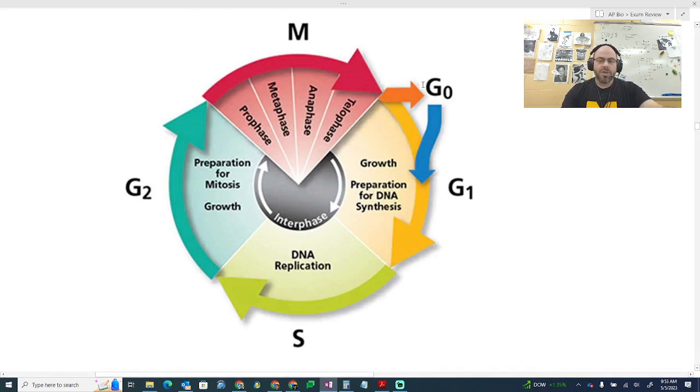And then G0. G0 is kind of a rest phase. Mitosis requires a lot of energy of the cell, and G0 is a way to just take a break from it all. And before it starts G1, it will go into G0 phase.